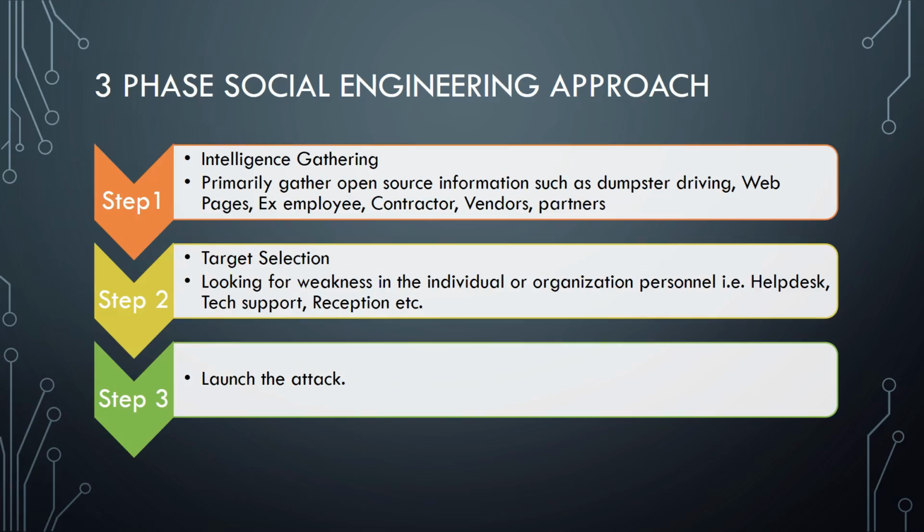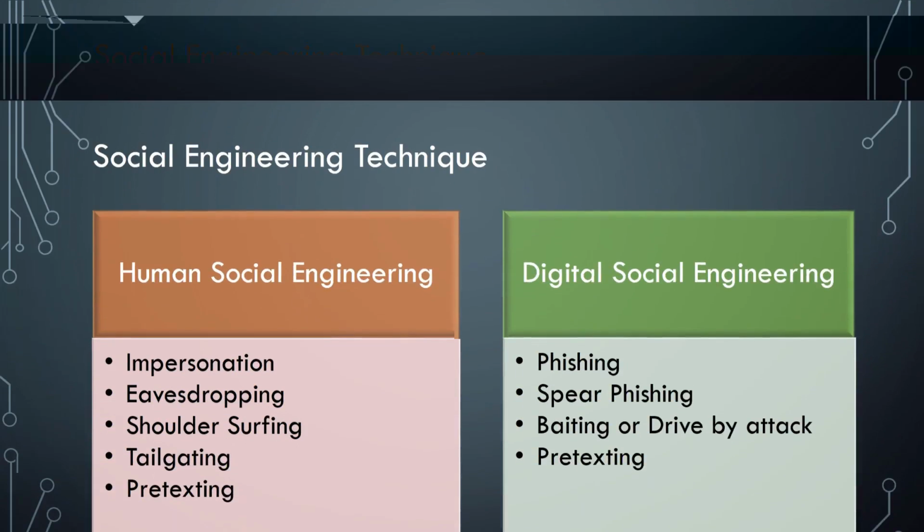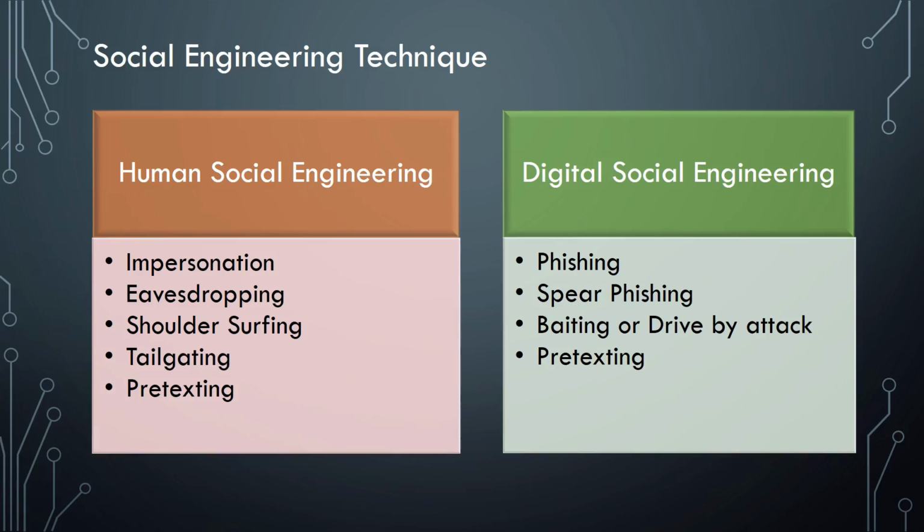The majority of social engineering attacks follow a three-phase approach. It starts with intelligence gathering, followed by target selection, and then finally launching the attack. You will often see social engineering attacks broken down into two categories: human-based social engineering attacks and digital or computer-based social engineering attacks. Let's take an example of each one of them.